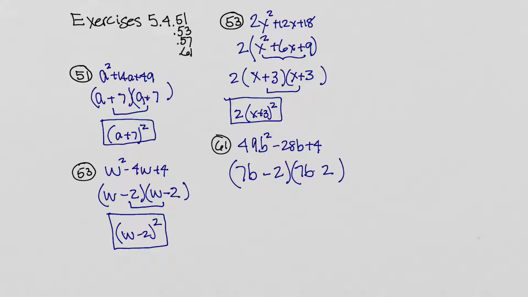Both are going to be minus, right? Because this last sign is positive, so they're going to have the same sign, which is that minus sign. Now let's run a quick check to see if this is going to work for us. The outer product is negative 14b, and the inner product is negative 14b. 2 negative 14s are negative 28. So let's rewrite this now in a more compact form. How about 7b minus 2 squared?